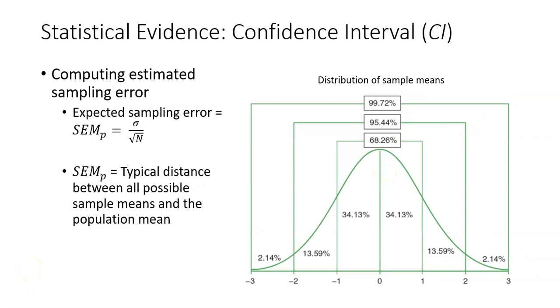The next kind of statistical evidence I want to show you both how to compute and interpret is the confidence interval. It's still based on the standard error of the mean. The standard error of the mean still means the same thing. It's still the typical distance of all possible sample means from the population mean. And it's still going to be based highly on the distribution of sample means and specifically this rule that 95% of all possible sample means are going to be between two SEM steps above the mean and two SEM steps below the mean. We're going to use the knowledge of that to compute a confidence interval.